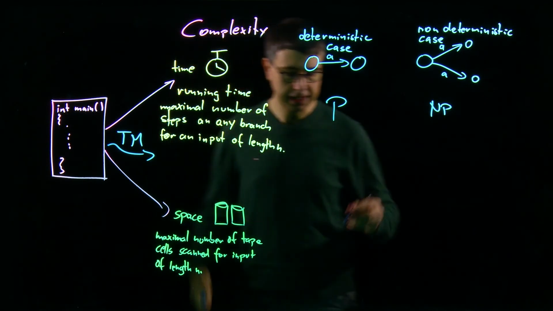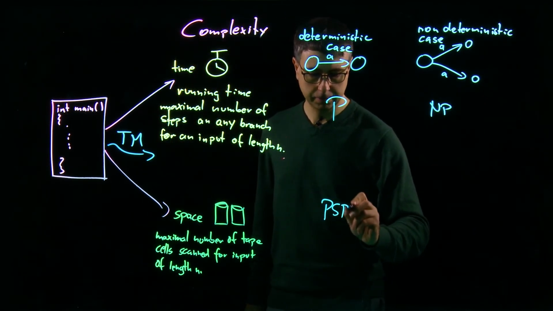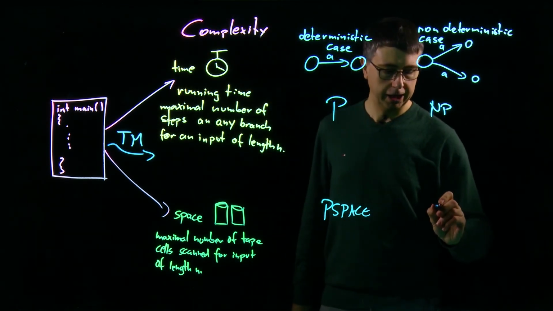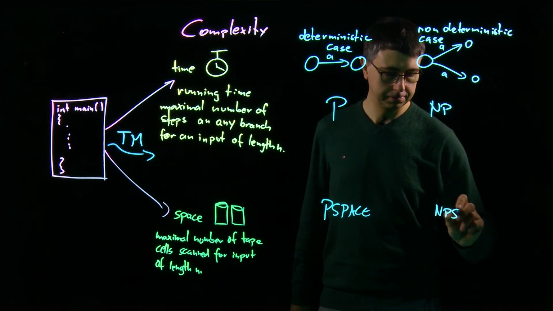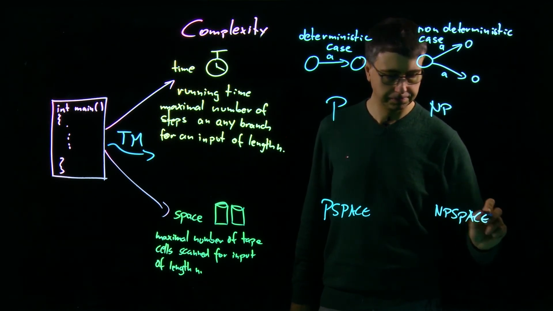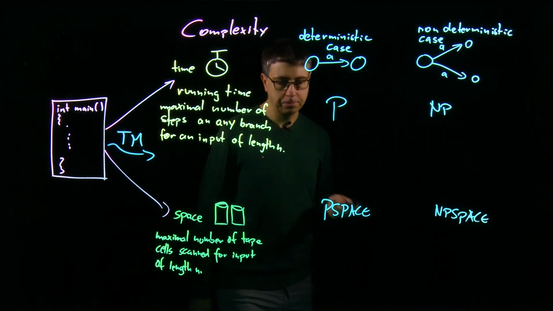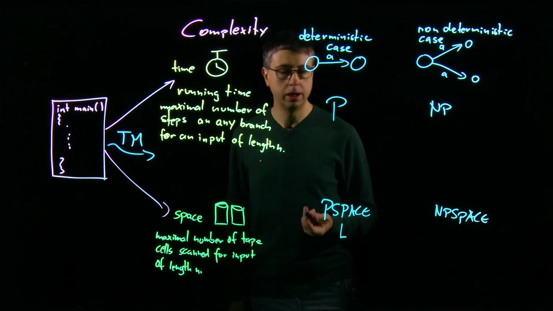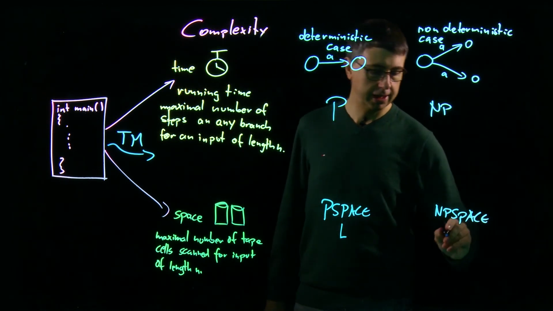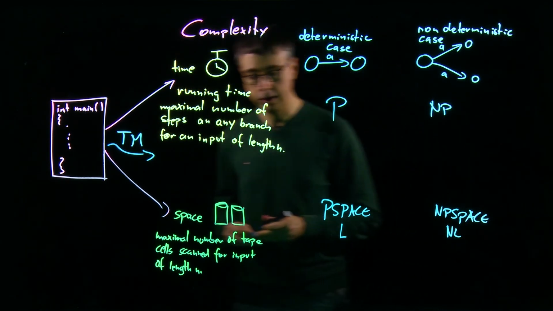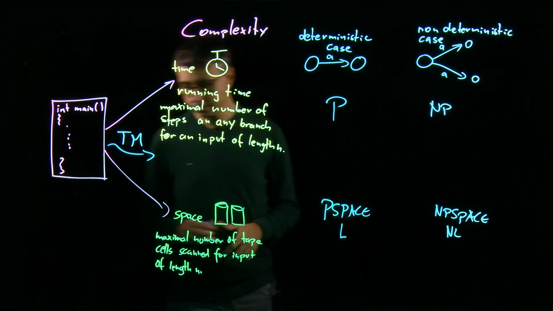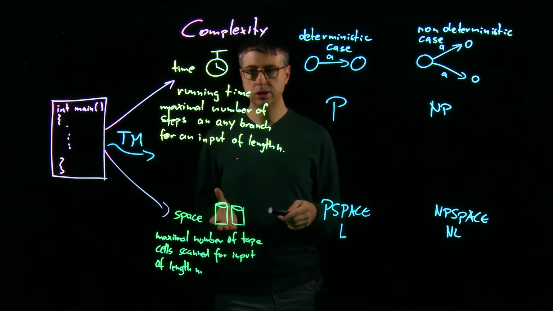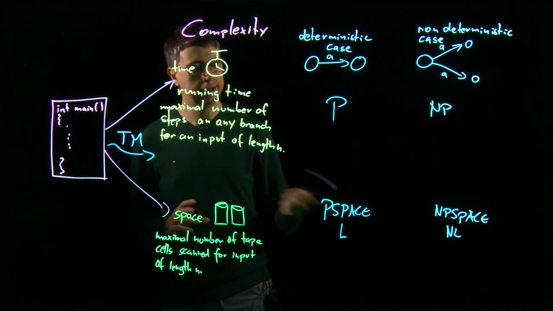Similarly, we have the same for space. We have PSPACE, which means polynomial space, and we have NPSPACE. And we'll have a look at the class L, which means logarithmic space in the deterministic case, and NL in the non-deterministic case. Okay, this is more or less the roadmap for the following videos. We'll have a look at each of these classes and how they relate.